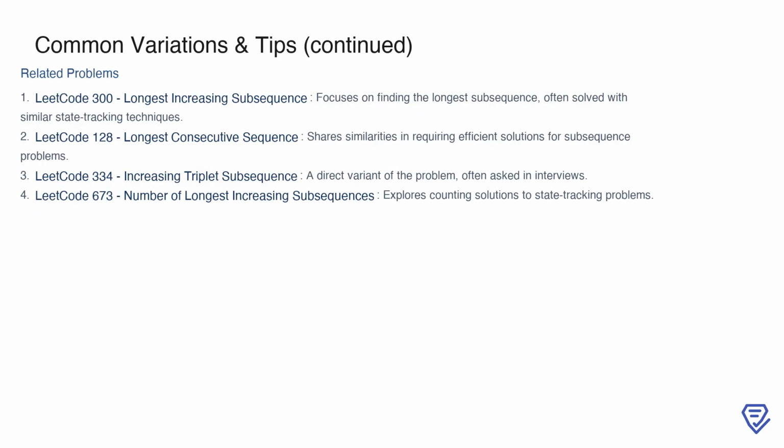This problem also connects to a variety of related challenges, which can help you deepen your understanding of similar concepts. For example, LeetCode 300 focuses on finding the longest increasing subsequence, which is a more general version of this problem and often uses comparable state tracking techniques. Another related problem is LeetCode 128, which deals with finding the longest consecutive sequence and requires efficient solutions for subsequence-like scenarios. Of course, LeetCode 334, the increasing triplet subsequence, is the problem we're currently discussing, and it's a common variant that appears in interviews.